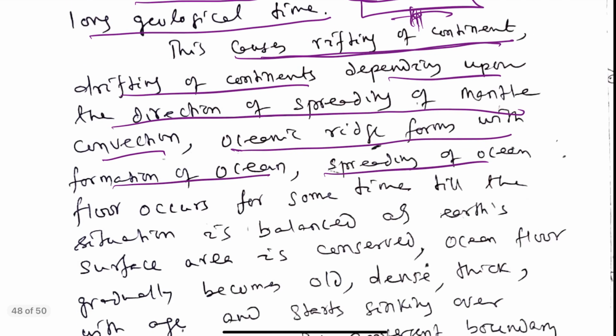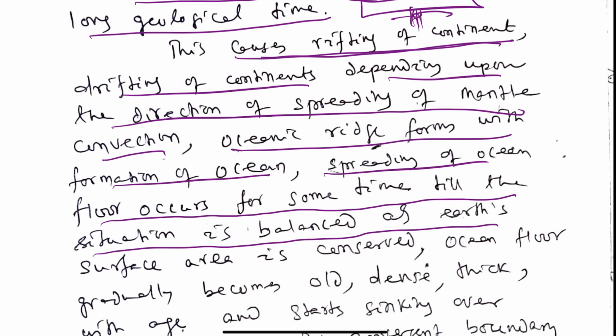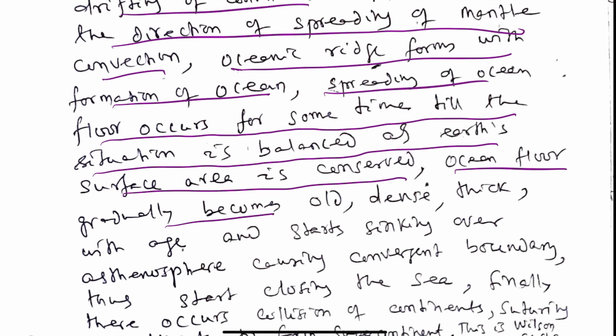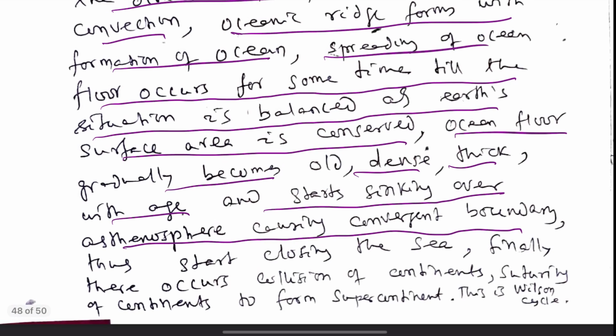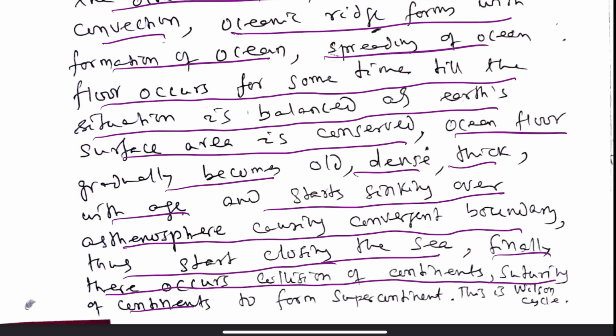Spreading of the ocean floor occurs for some time till the situation is balanced as Earth's surface area is conserved. Ocean floor gradually becomes cold, old, dense, thick with age and starts sinking over the asthenosphere, causing convergent boundary. Thus starts the process of closing of the sea. Finally, there occurs the collision of the continents, suturing of the continents to form supercontinent. This is the supercontinent cycle.